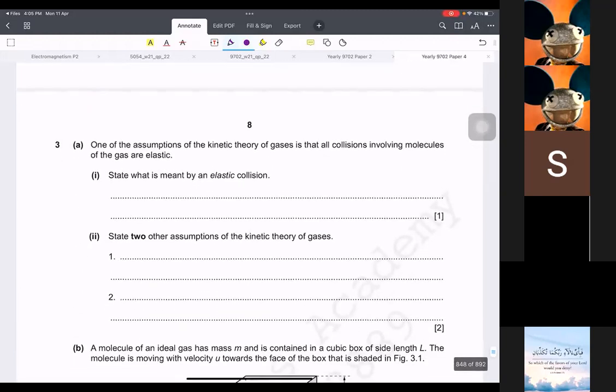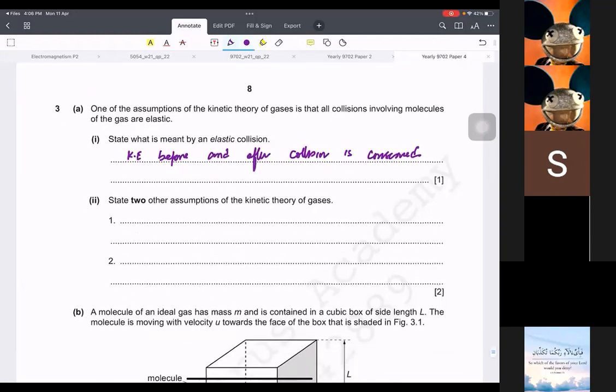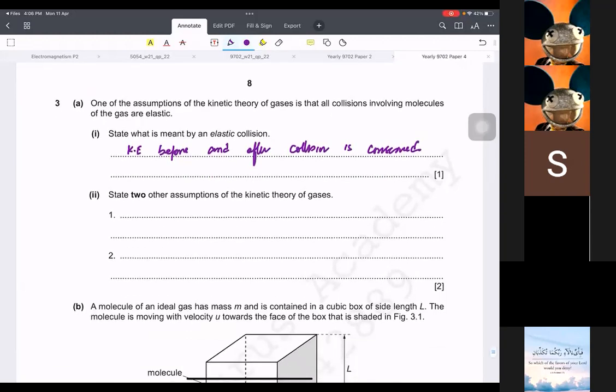One of the assumptions of kinetic theory of gas is that all collisions involving molecules of the gas are elastic, right? So state what is meant by elastic. Elastic collision means kinetic energy before and after collision is conserved, right? State two other assumptions of kinetic theory of gases.